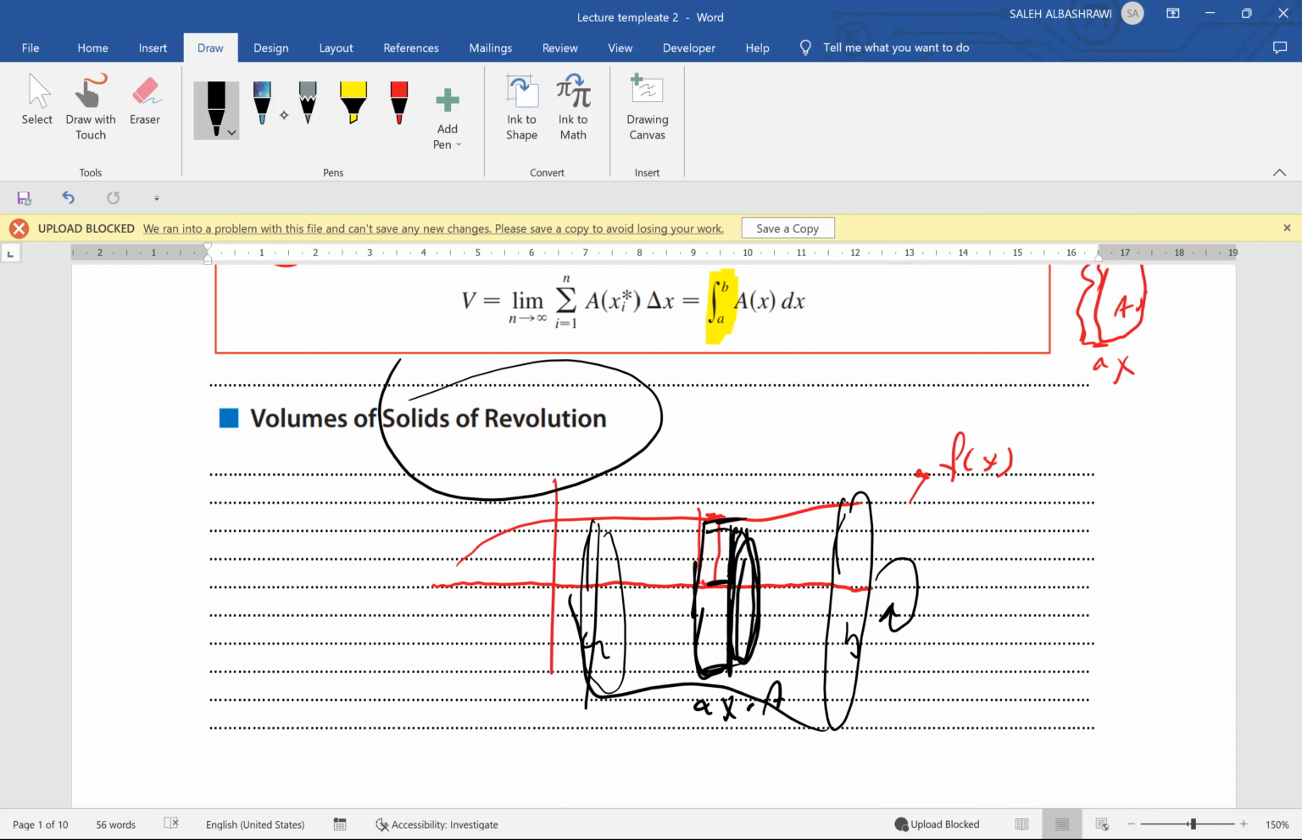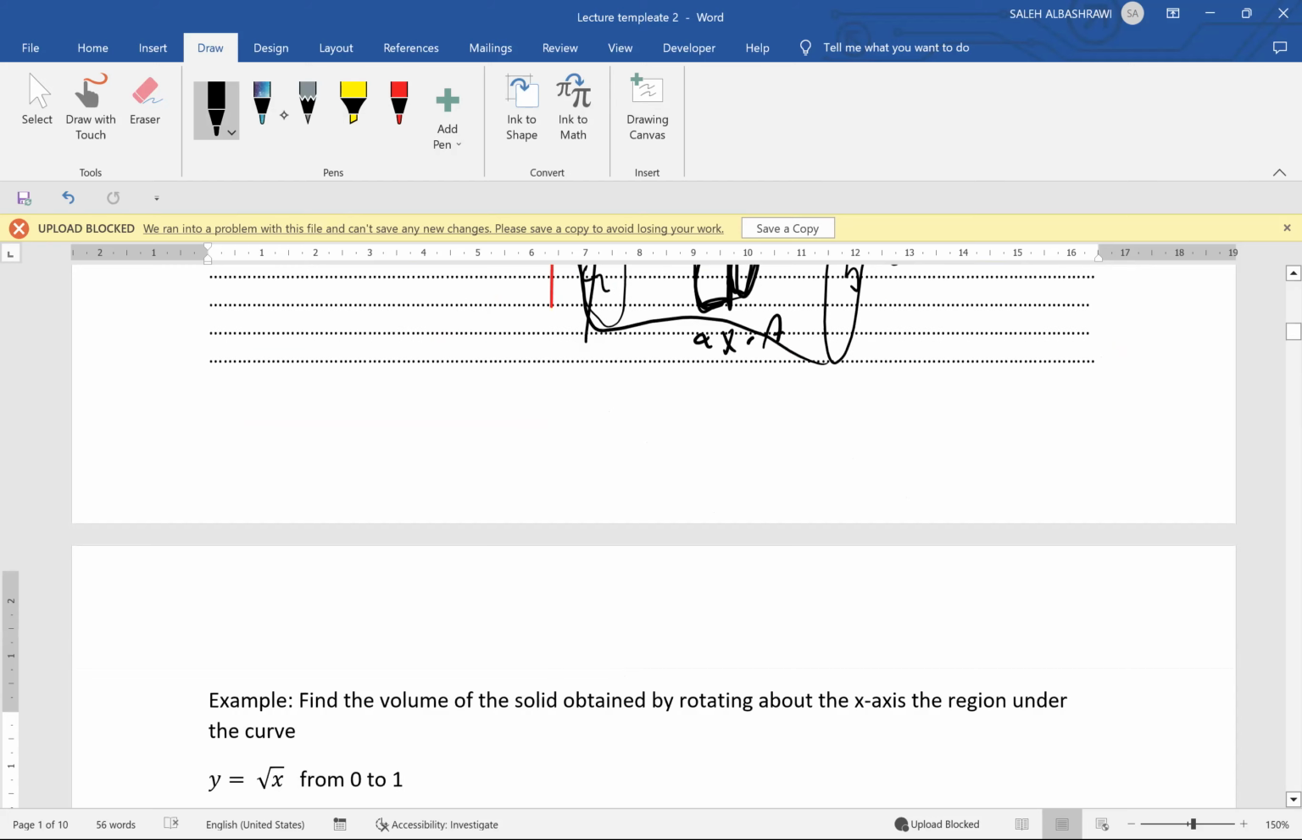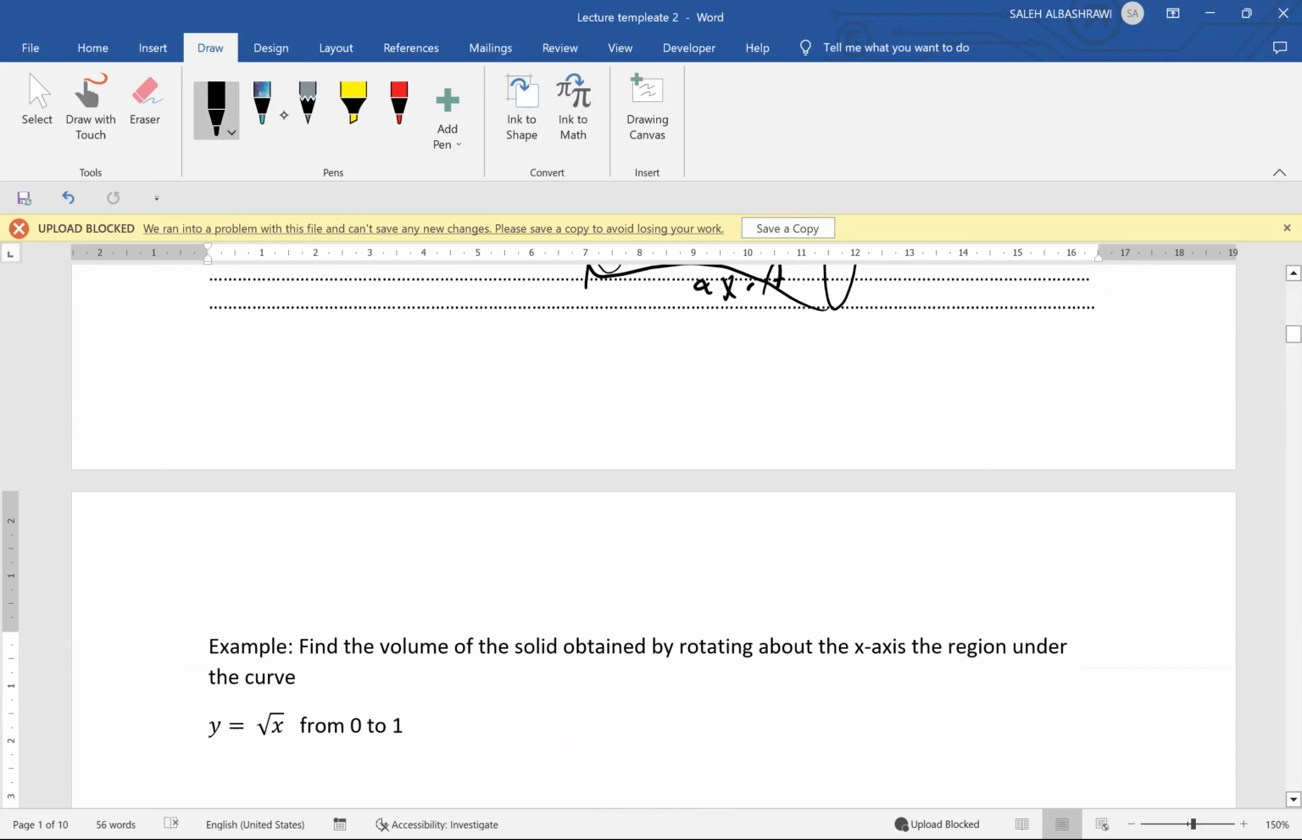And then we need to find the volume for this shape. For example, find the volume of the solid obtained by rotating about the x-axis the region under the curve y equals square root of x from 0 to 1. So my curve is y equals square root of x, and we need to rotate this curve about the x-axis.